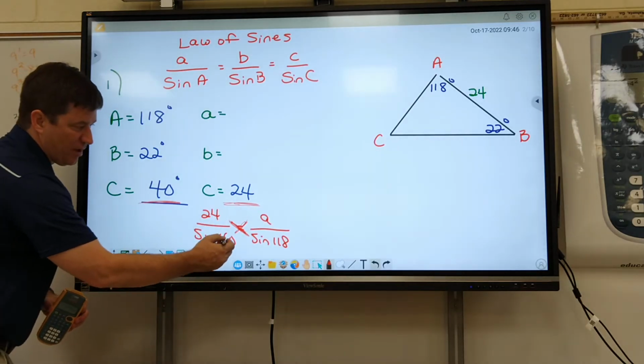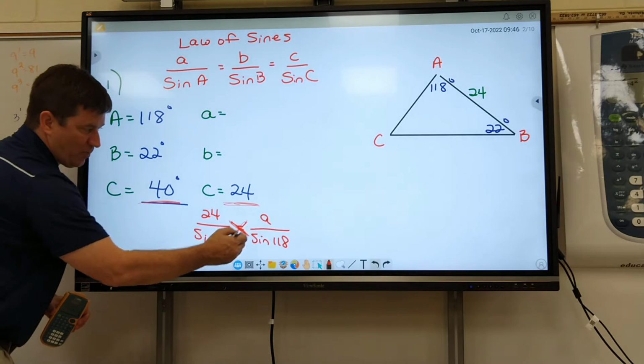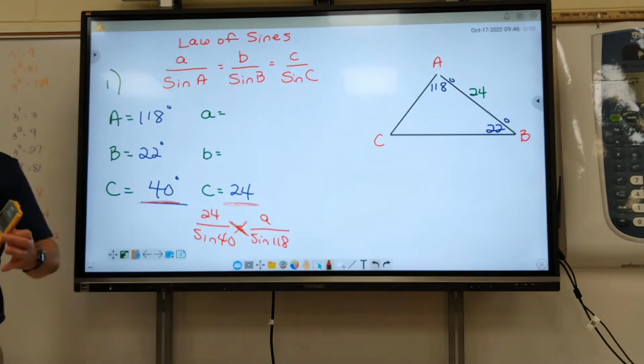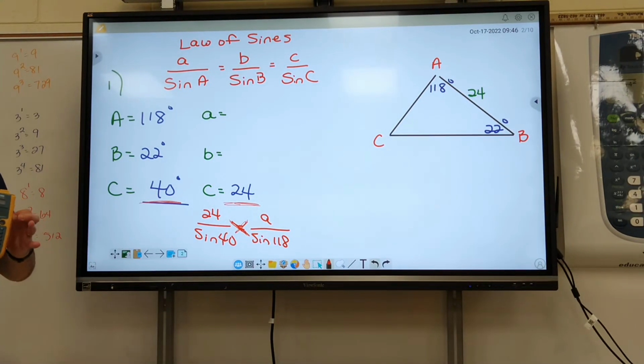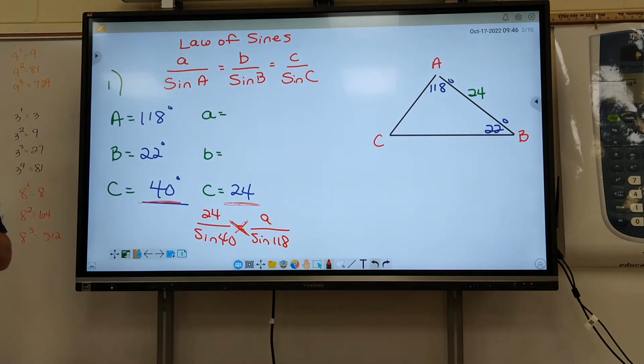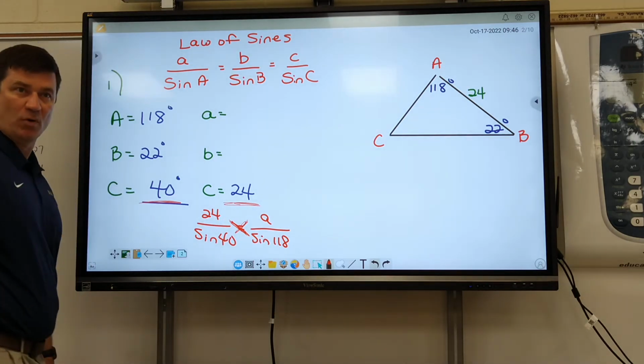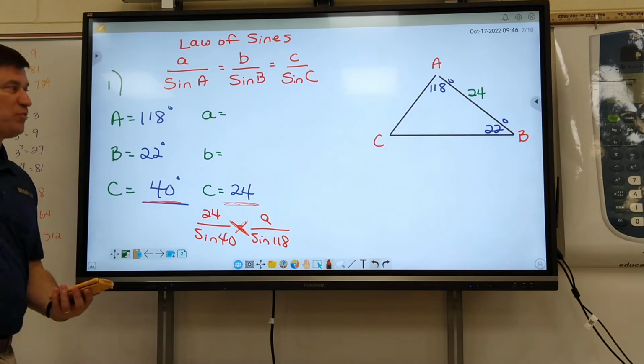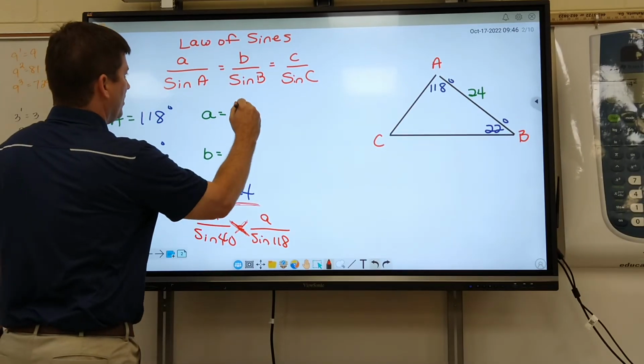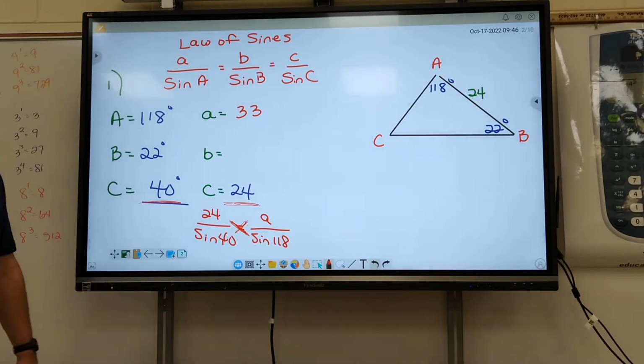So sine of 40 is on the diagonal with the variable, so we just divide by sine of 40 and I'm done. So I'm showing y'all how to do this without writing down any work. Divide by sine of 40, I got 32.96. We could round that up to 33 if you wanted to, or you could leave it 32.9, either way. I'm going to round it up to 33. Is that all you do?